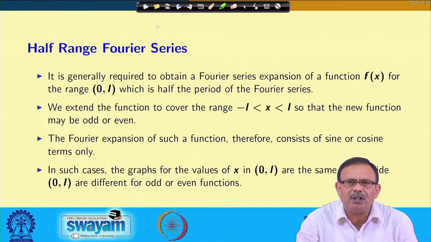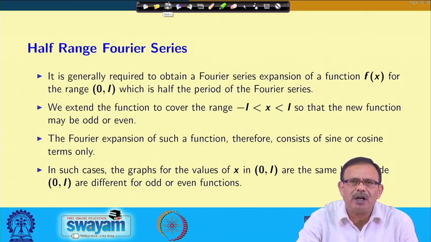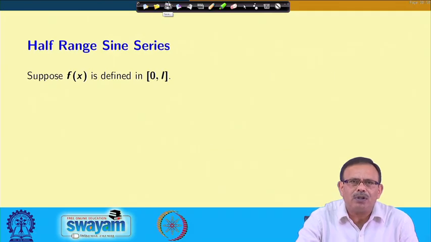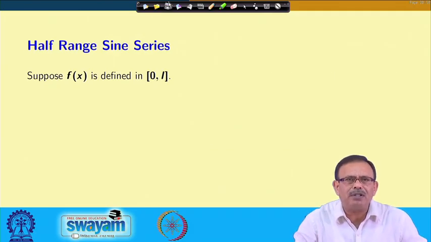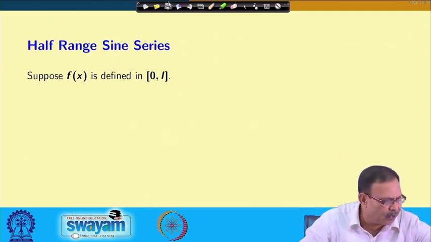And once the function f x is defined in minus L to L, I can always express f x as a Fourier series. Now, the nature of the function will remain the same in 0 to L, but in 0 to minus L the graph of the function will vary depending upon whether it has been treated as an odd function or an even function. So, we will see the half range sine series, the first one.